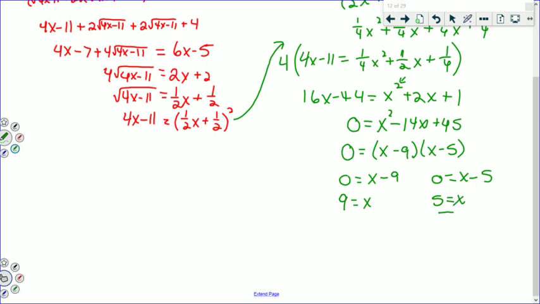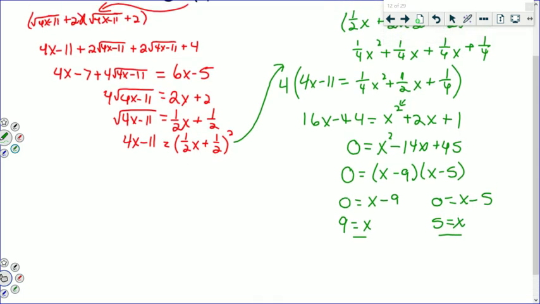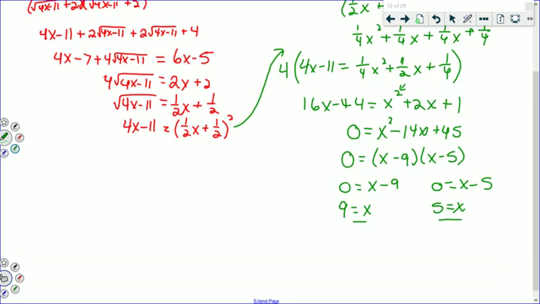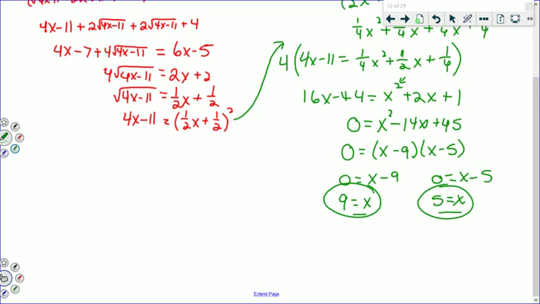So now we need to check to see if either of these are going to cause us to take a square root of a negative number. All right. So 4 times 9 is a large number, minus 11. That's going to be okay. 6 times 9 is going to be a large number, minus 5. That's going to still be positive. And then 4 times 5 minus 11 is still going to be positive. 6 times 5 minus 5 is going to be positive as well. So because we are never taking the square root of a negative number, this works as well as this. So on to the next problem.